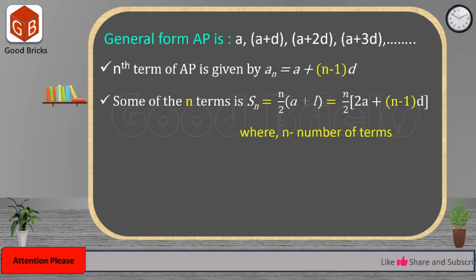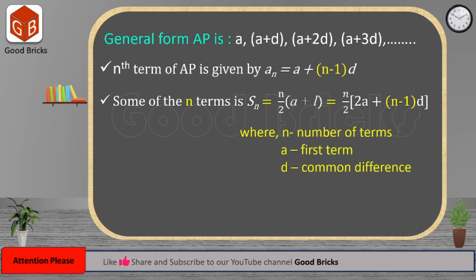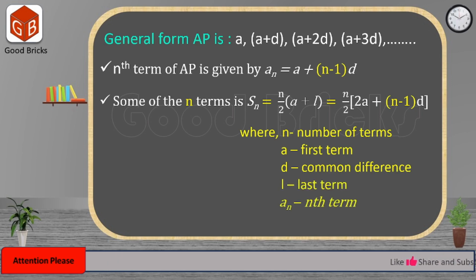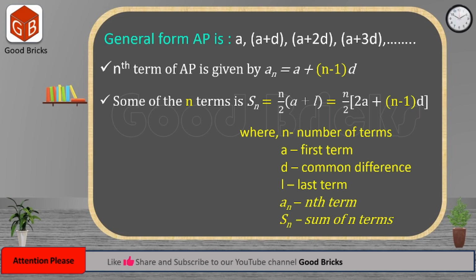And let us see the terminology. n stands for number of terms, a first term, d common difference, l last term, an is nothing but nth term and Sn is nothing but sum of n terms. This is the terminology related to these particular formulas and chapter.